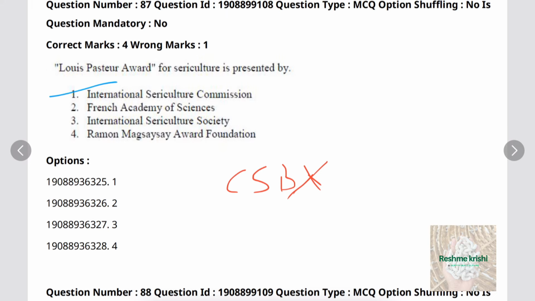Because he is the first person who found out what pebrine is caused by, and how to detect the pebrine disease in silkworm. So to commemorate that, the Louis Pasteur Award is given in sericulture, and it is the highest award for a sericulture scientist or a person working for sericulture.